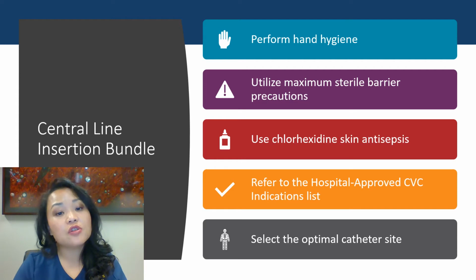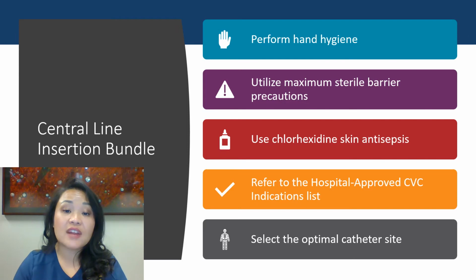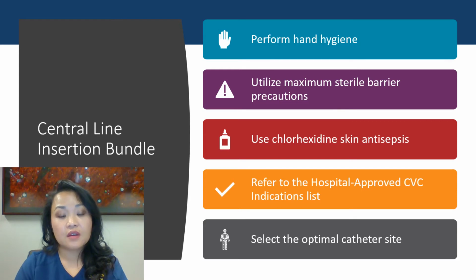If the patient is allergic to chlorhexidine, 1% tincture of iodine is the preferred alternative, followed by povidone iodine. For neonates, povidone iodine is the preferred alternative rather than the 1% tincture of iodine. You want to make sure you refer to the policy for the approved indications with the line placement. The provider will select the optimal catheter site for the patient.